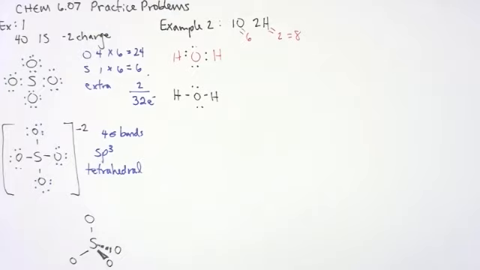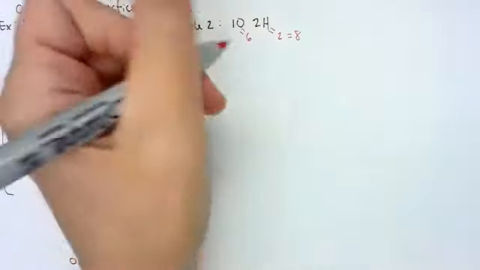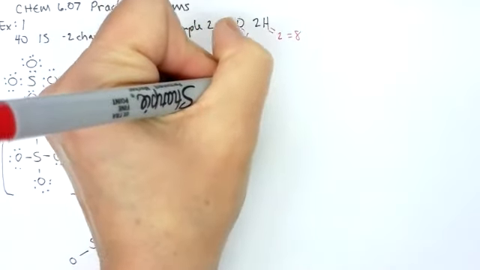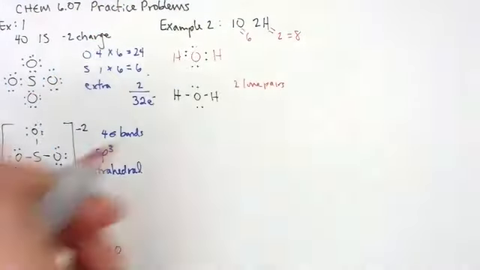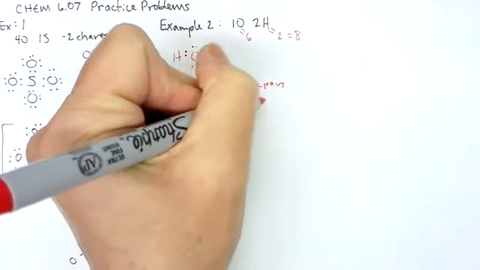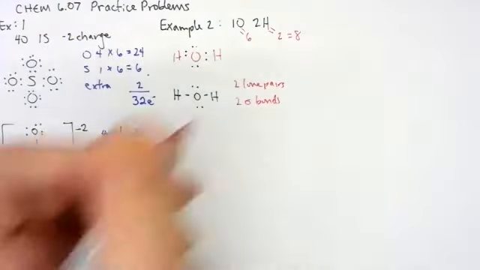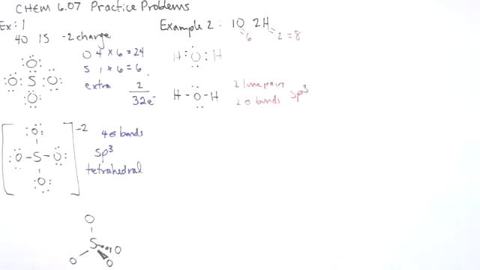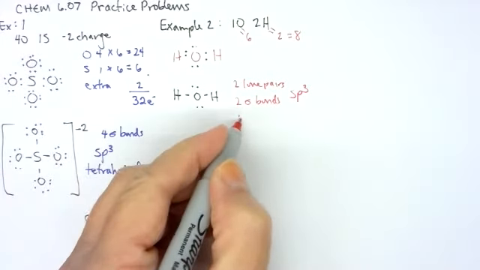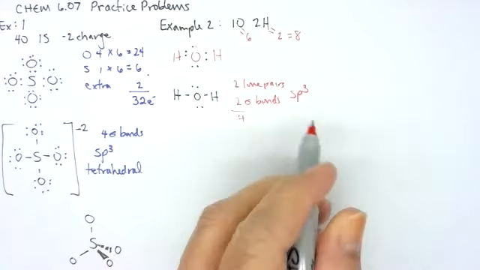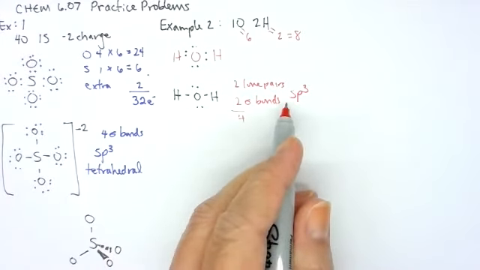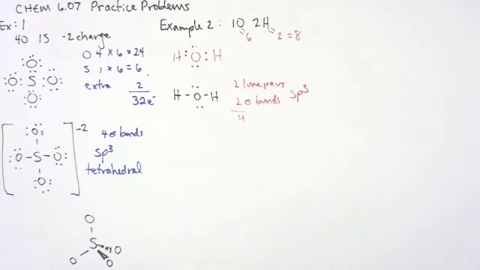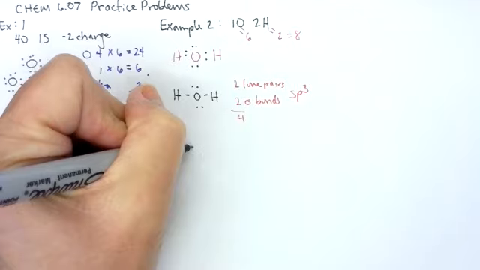All right, so what is my hybridization and what is my geometry? Well, for hybridization, I'm going to have 2 lone pairs, and I'm going to have 2 sigma bonds. So this has got to be sp3. So I have 4 hybridized orbitals. So when you have 4 hybridized orbitals, that means it's going to require all 3 of the p's and the s.